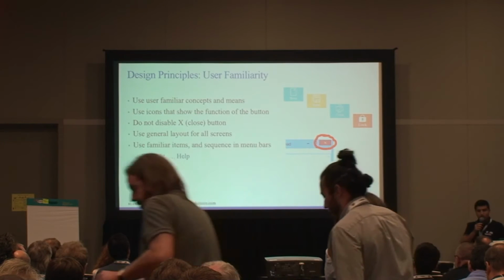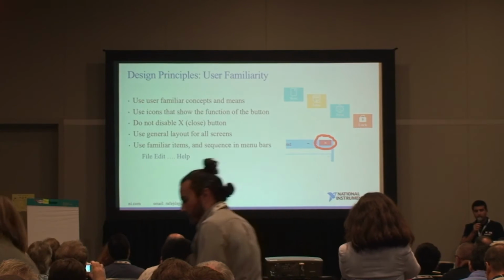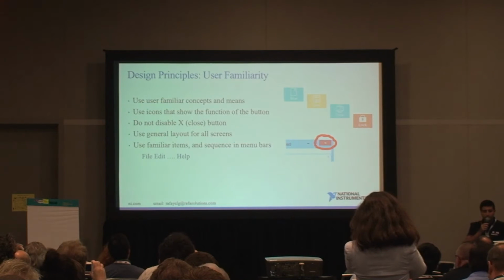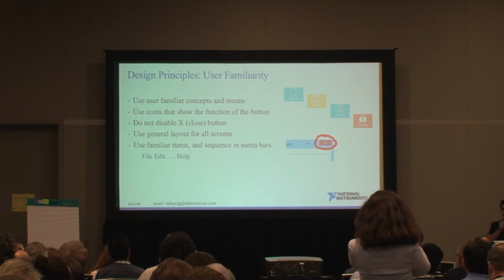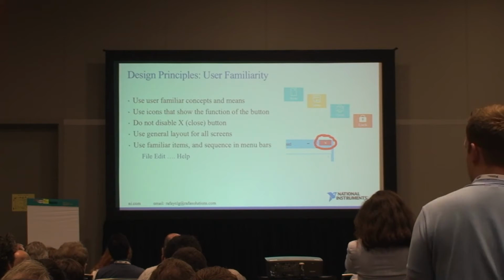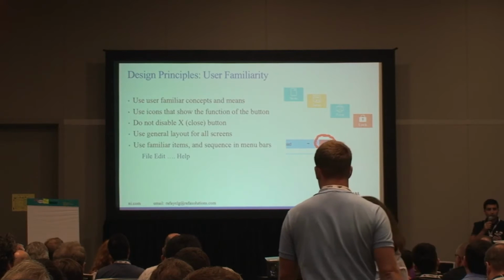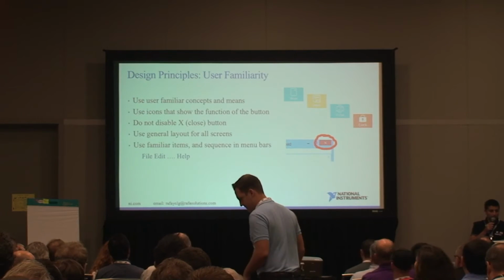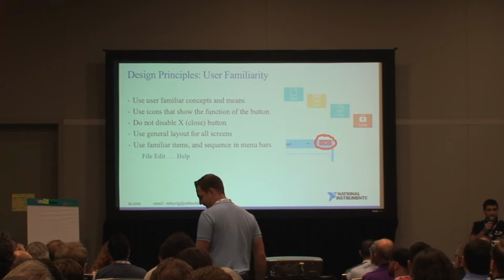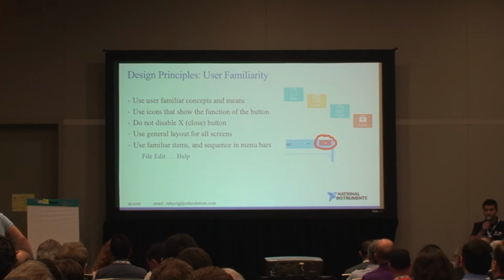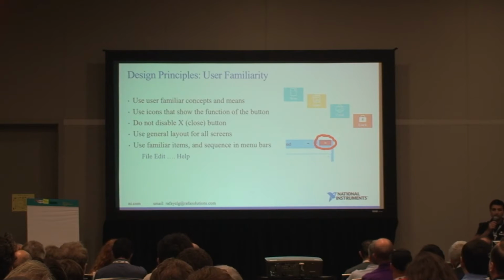Okay. So the first one is user familiarity. What that means is we need to have a user interface that seems familiar to our users. When they are already used to the save button being a floppy disk icon, it's much better to use that rather than invent a new kind of icon that is not familiar to our users. The same goes for the close button.